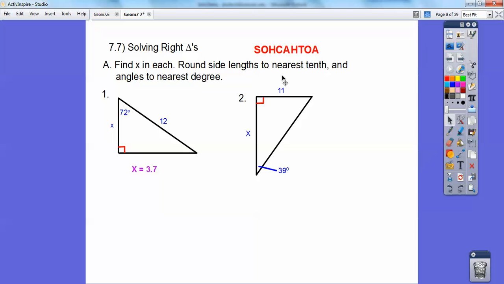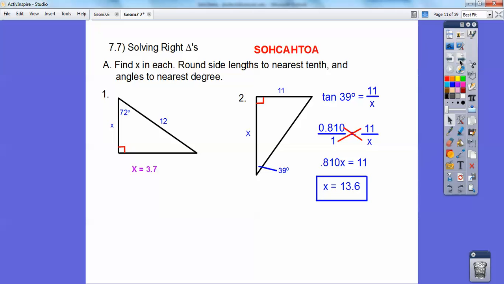The tangent of this angle down here is the opposite leg over the adjacent leg, 11 over x. So the tangent of 39 is 11 over x. Tangent of 39 gets me 0.810, and then we cross multiply, and we get x equals 13.6. You guys can do this.